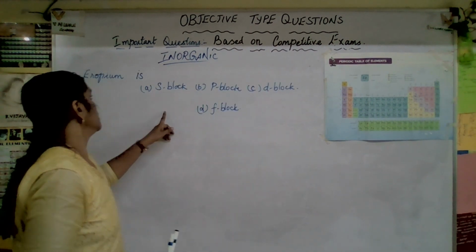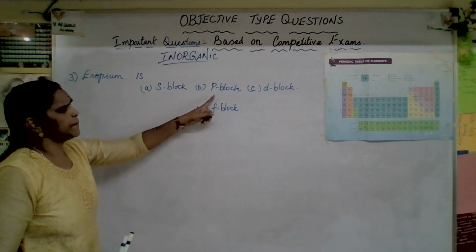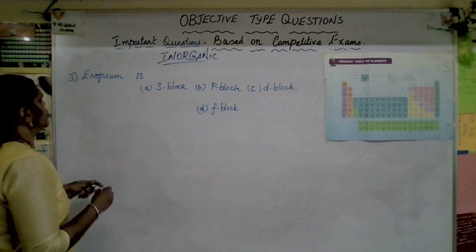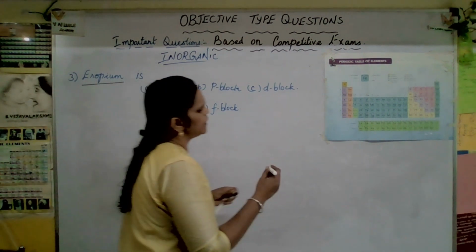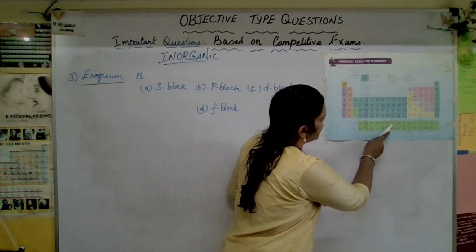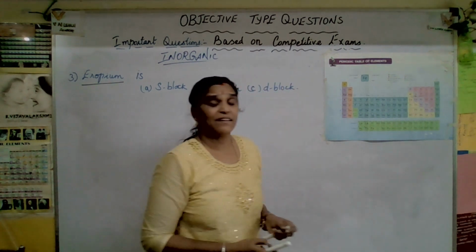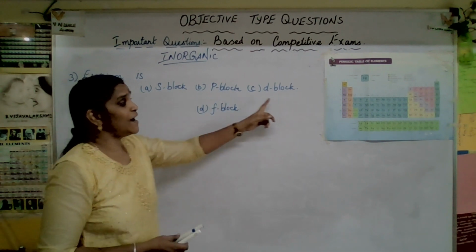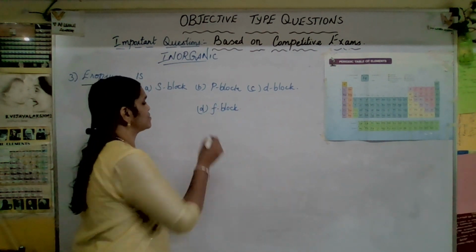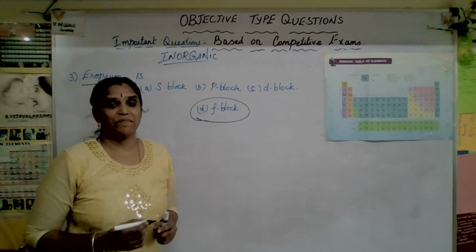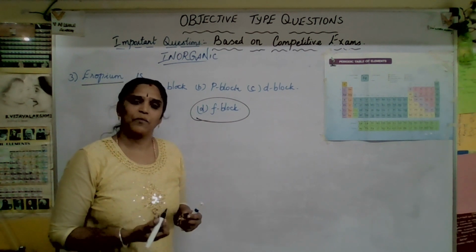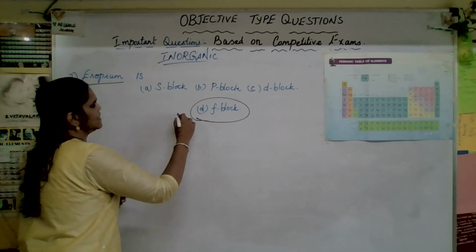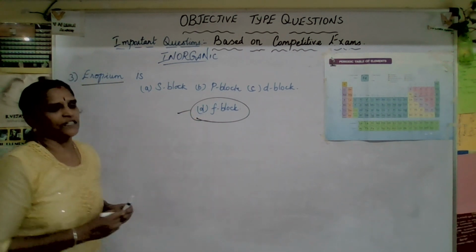The next question: Europium is S block, P block, D block, or F block? Europium, you know where it is? We can find it here in the lanthanide. How can it be S block, P block, or D block? It belongs to F block elements, right? Lanthanide and actinide both are F block elements, you know very well. So I hope you got the answer. Option D is the correct option.